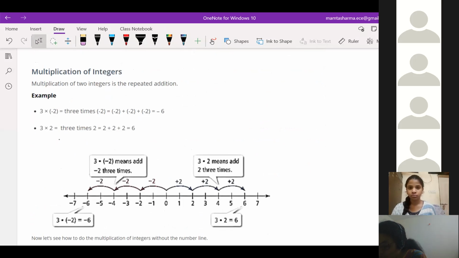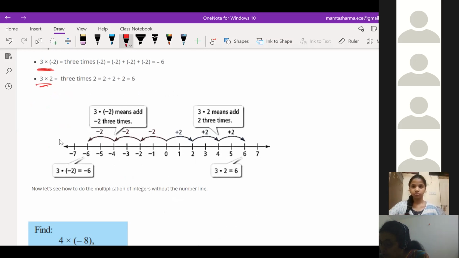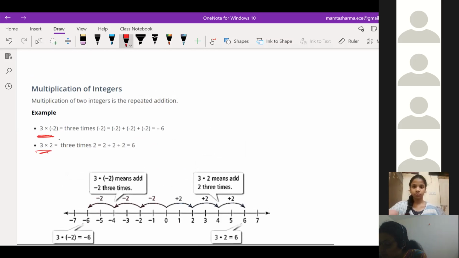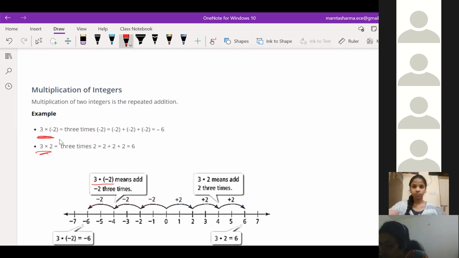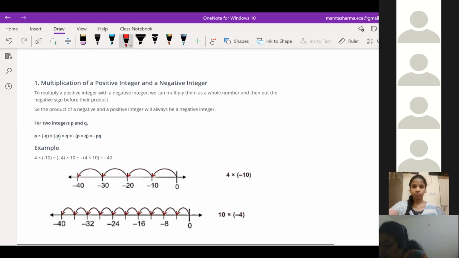Now come to multiplication. Multiplication is nothing but repetition of numbers. Like if I am doing 3 into minus 2, it means add minus 2 three times. That's it. And how will you represent this multiplication on the number line? It's also simple. Okay, multiplication of a positive integer and a negative integer.